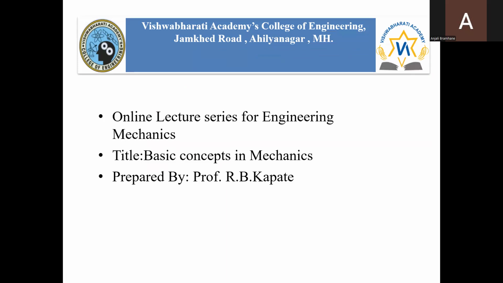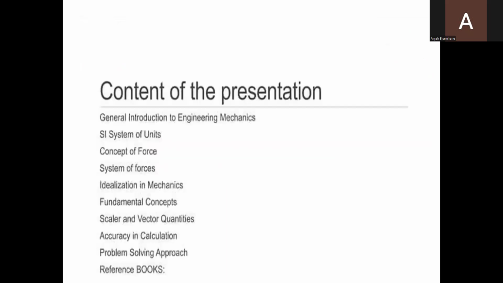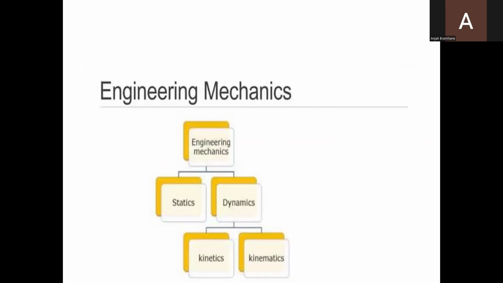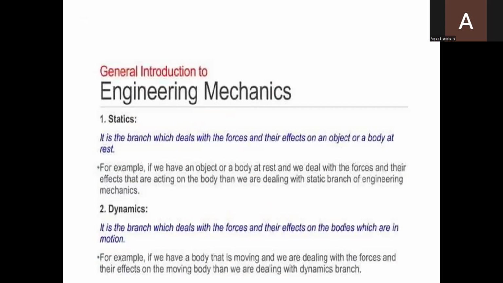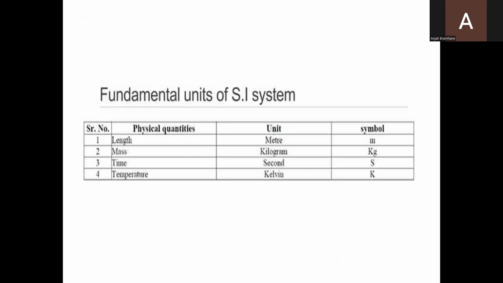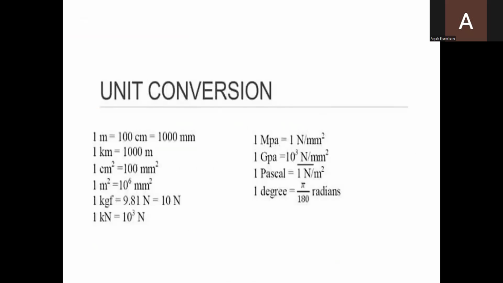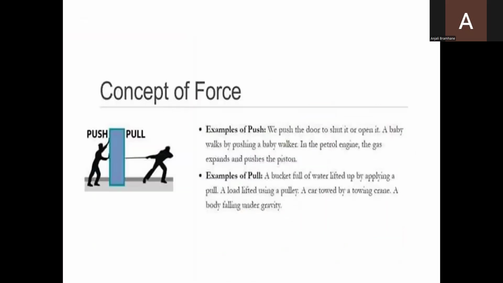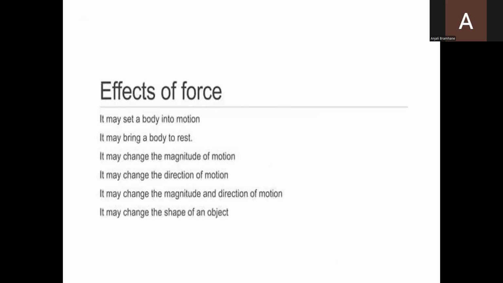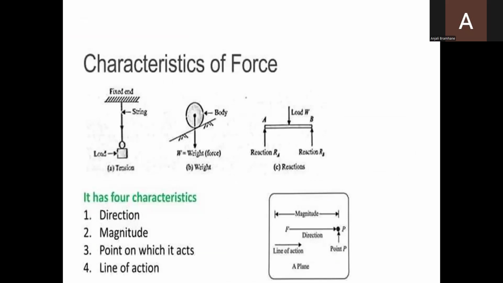Okay, so as we saw in the previous lecture, the basic concepts of engineering mechanics: what engineering mechanics is, what the types of engineering mechanics are, and what statics, dynamics, kinetics and kinematics mean. We also saw units, the four fundamental quantities, their symbols, physical quantities, and some unit conversion, then basic concepts like push and pull with examples. Then we also saw the necessity of forces, effects of force, and characteristics of force.